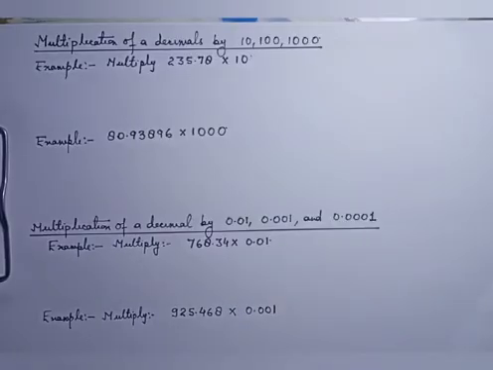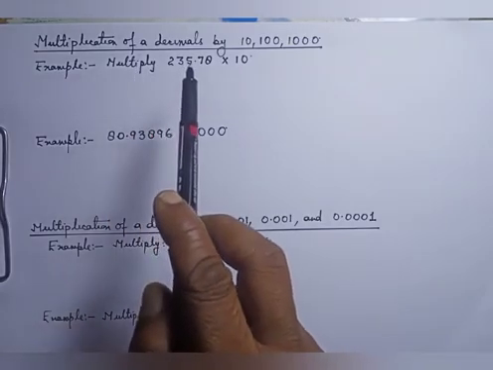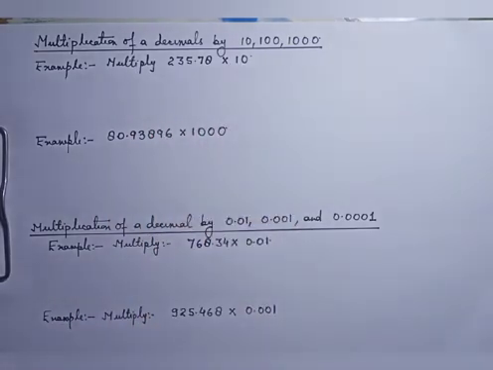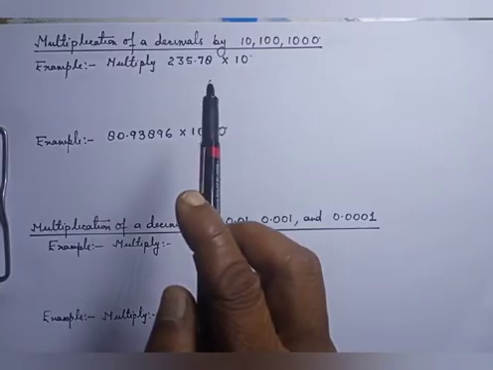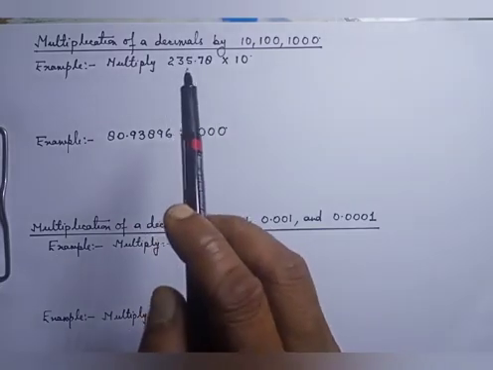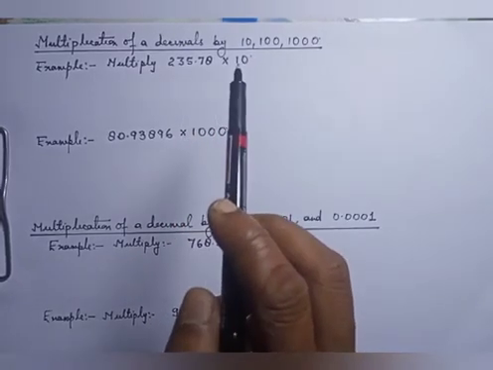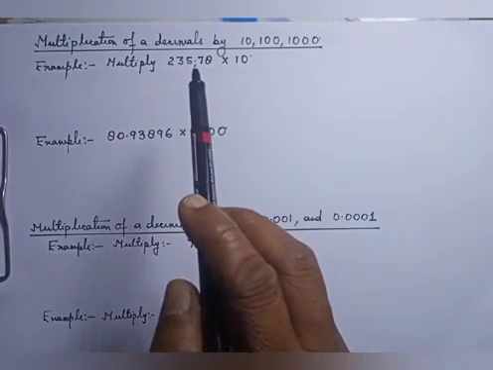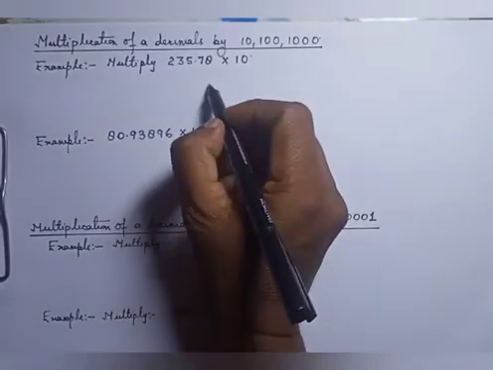Let us move to another topic, that is multiplication of a decimal by 10, 100 or 1000, or it can be 10,000. That means it's a power of 10. So over here I have taken an example: multiply 235.78 by 10. The steps that we are going to follow are very much easier. As we all know, when we multiply a decimal by a power of 10, we look at the number of zeros and shift the decimal place towards the right according to the zeros. So let us see how we are going to do it.